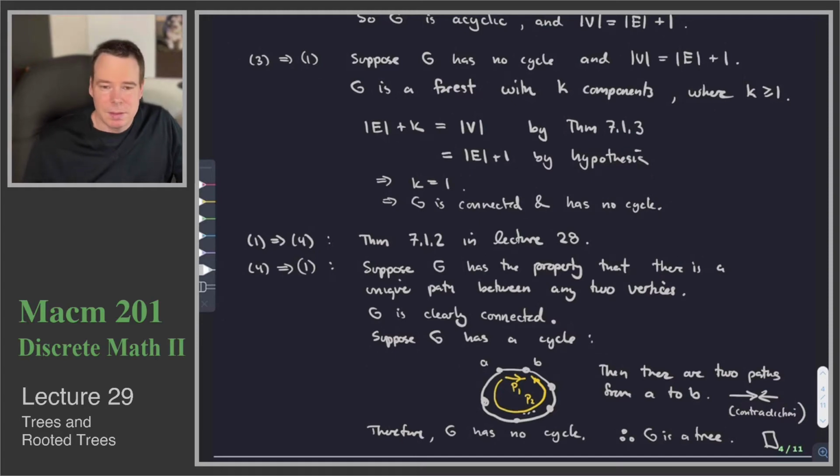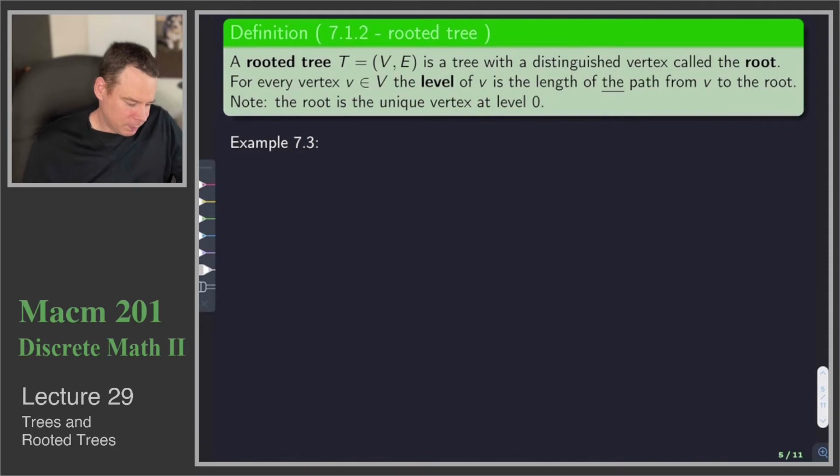So the next half of this lecture is going to get into a special kind of tree known as a rooted tree. A rooted tree is just a tree with a distinguished vertex, a vertex that we pick on the tree and say, this is a special vertex. It's the vertex that we're going to call the root.